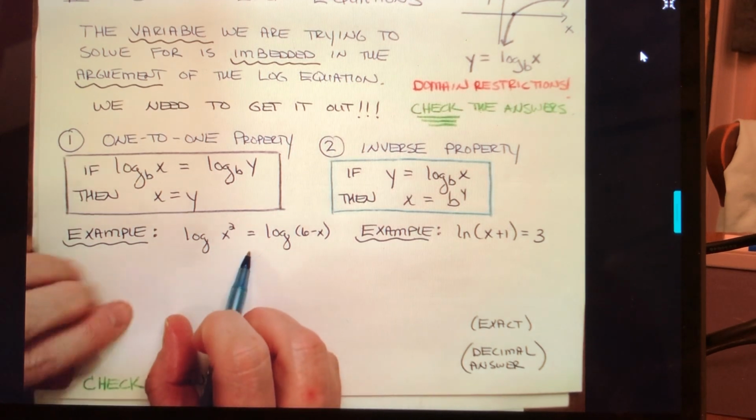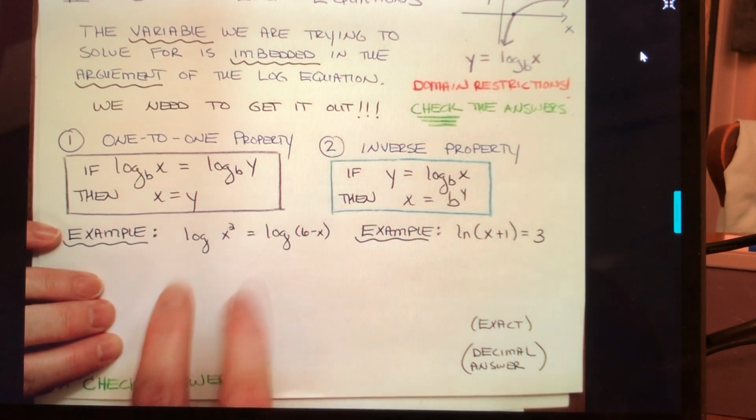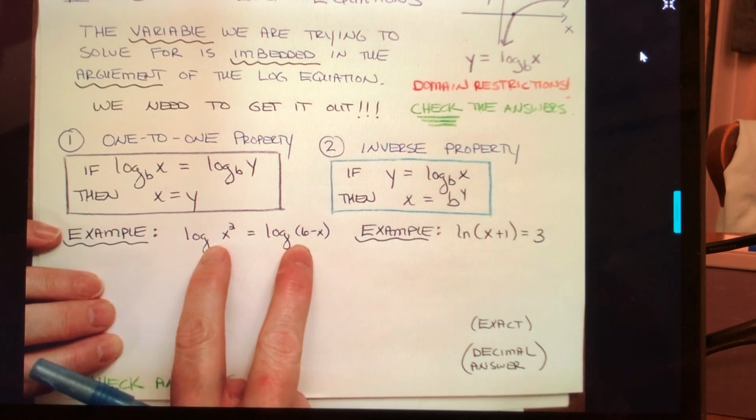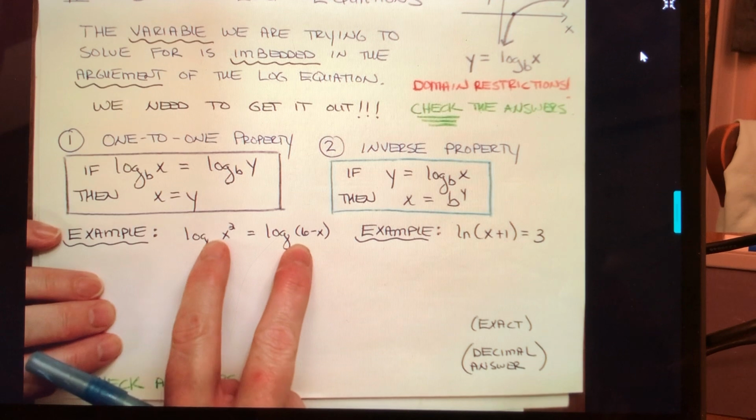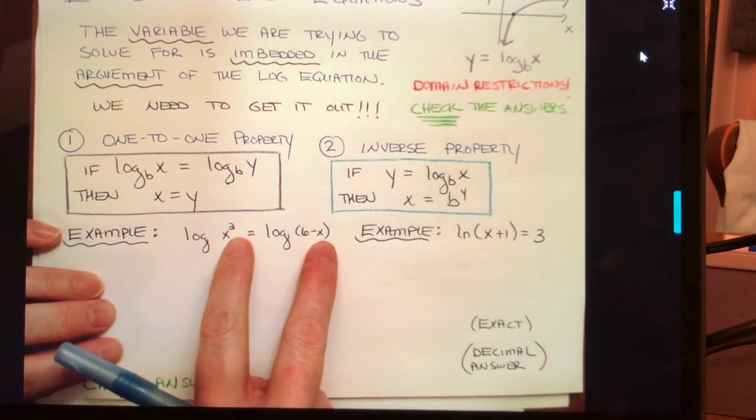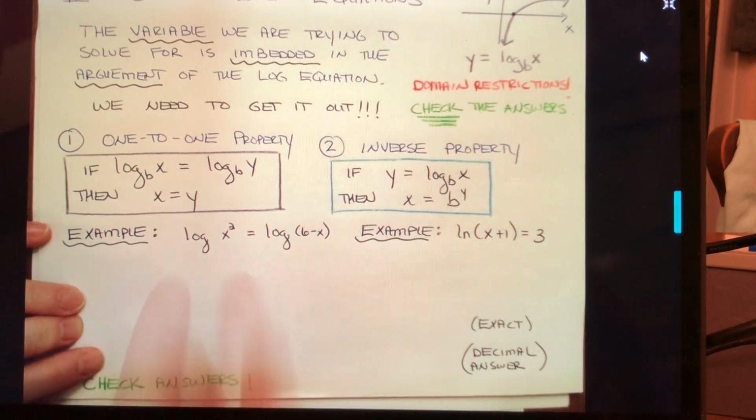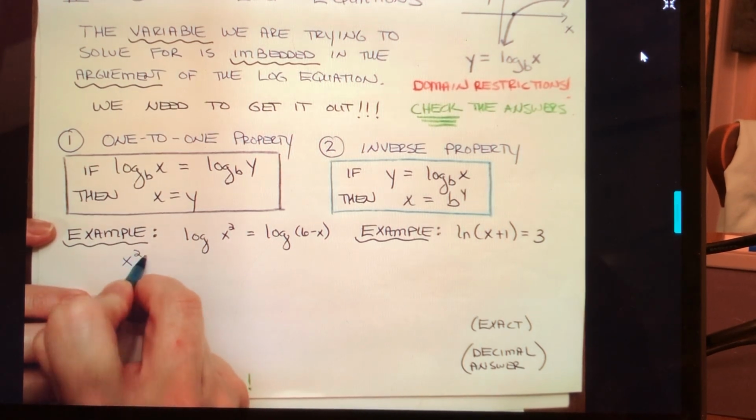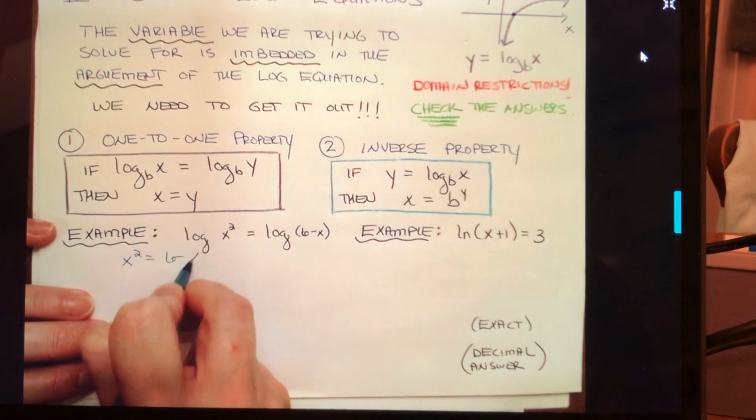So if you look at this example, it's definitely one-to-one. I see a log equals a log. They both happen to be base 10. If you remember, when you don't see a base written there, it's because it's a 10. And so because this is one-to-one, I can grab these arguments and simply pull them out and set them equal to each other. Okay, so that is going to be x squared equals 6 minus x.